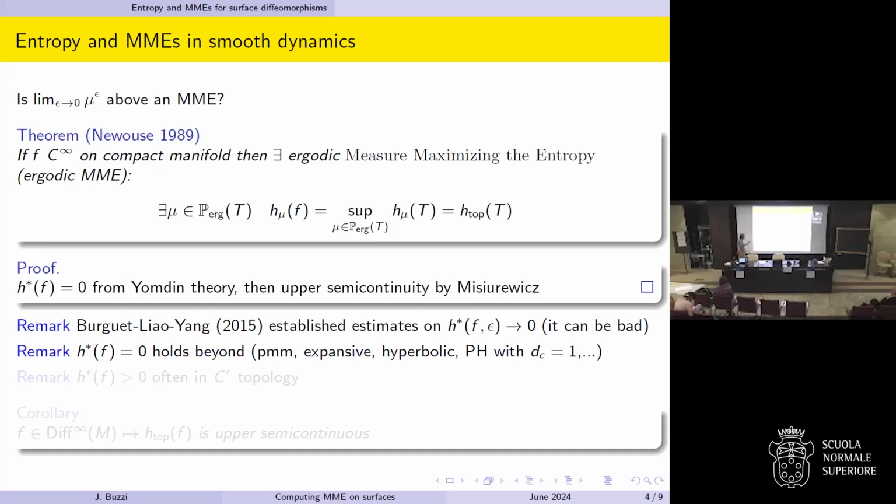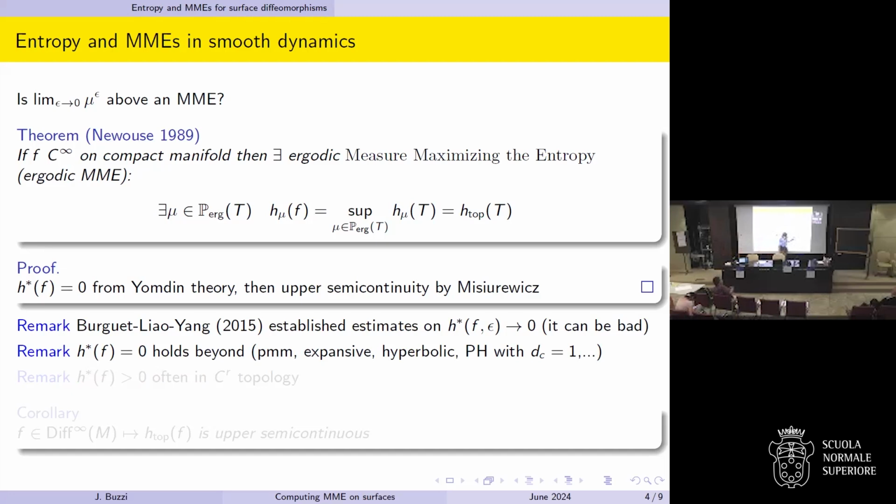Okay, so the answer, well, in general, it can be bad. In good cases, it is a little bit worse than 1 over log of epsilon. So this tells you that you can compute entropy. You can have an upper bound on topological entropy, for instance.